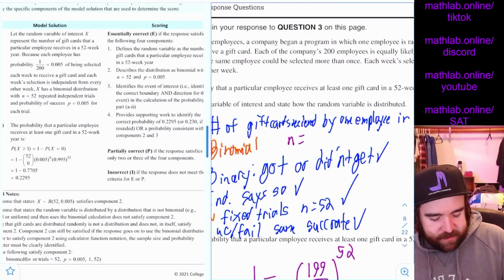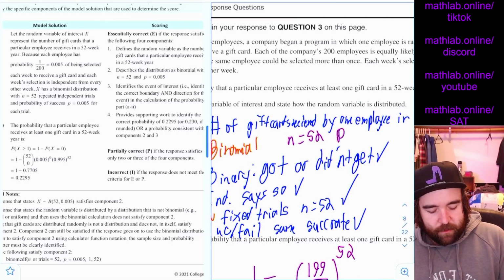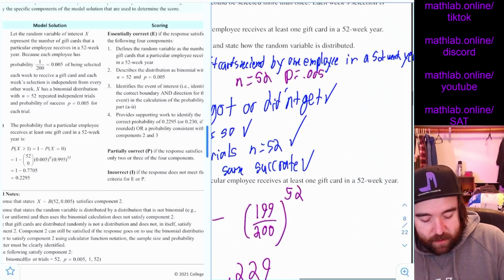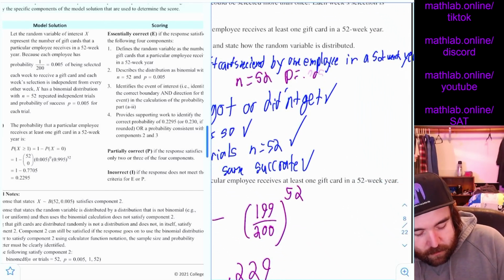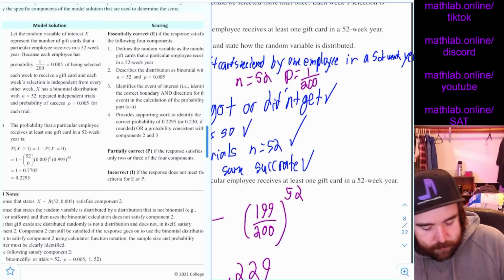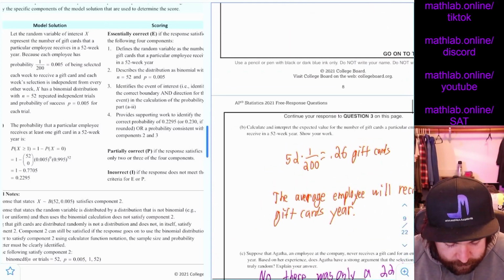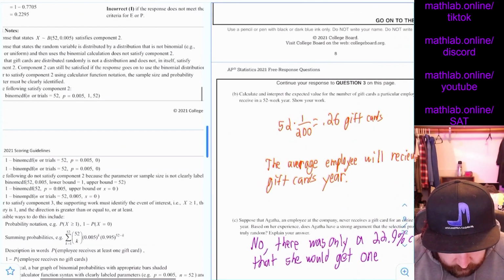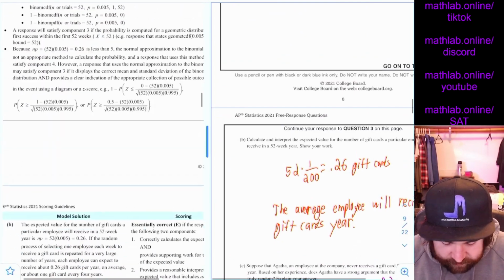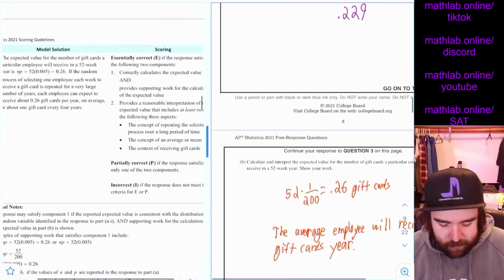That is specific, because that does define the distribution, right? That the n is 52, and the probability of success is 0.005, or 1 out of 200, is what I actually would have written. All right, I suppose we can put that next time. But we really did get everything for the next parts, and we satisfied everything in the first part, I feel like.